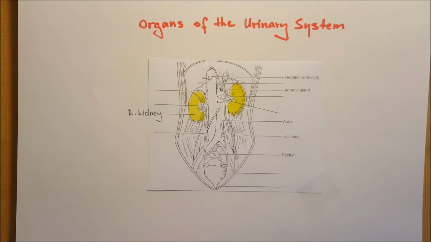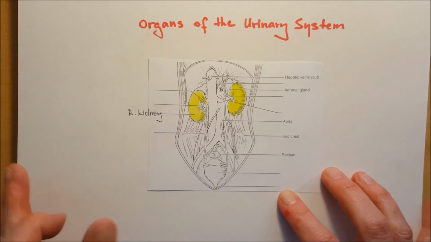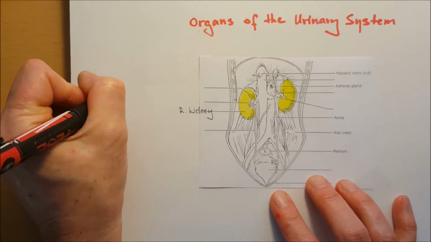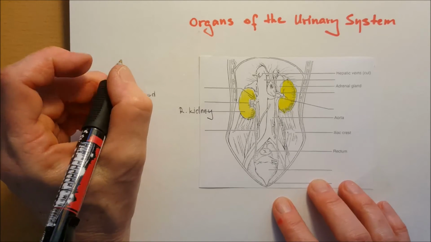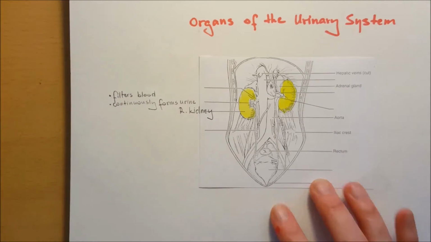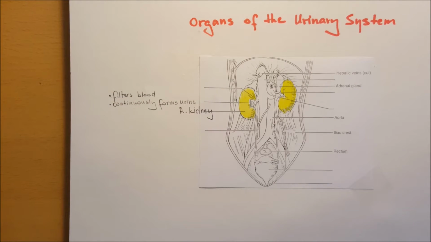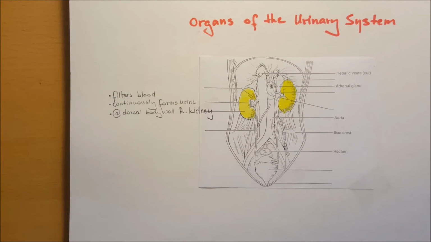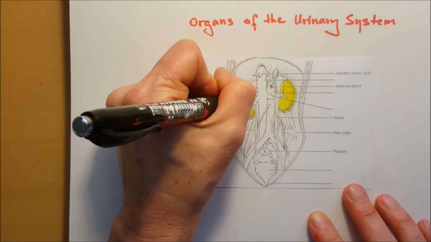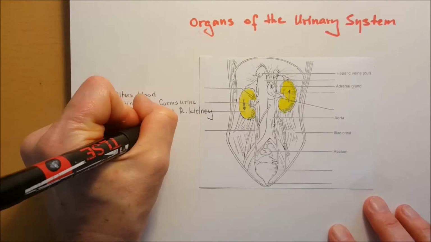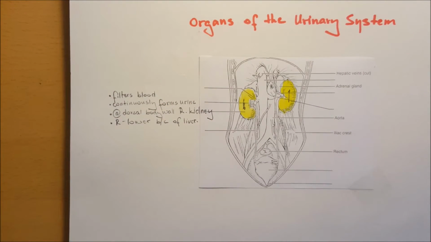Let's go with their function. They filter blood and continuously form urine. They are located at the dorsal body wall, at the back. And if you notice, one of them, the right kidney, is a little bit lower than the left kidney. The left is a little bit superior. This is because the liver is pushing down the right side.